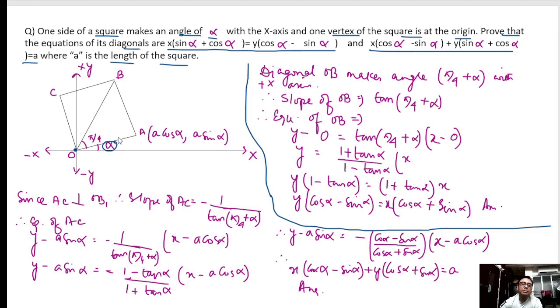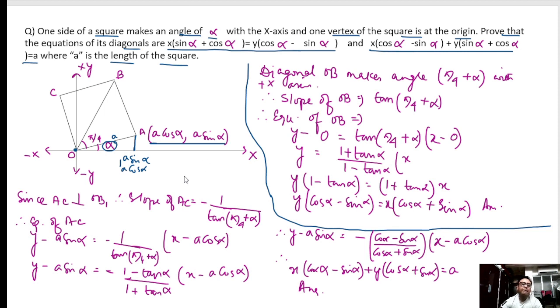First of all, please watch here, this length is A. So what is this perpendicular distance? It will be A sine alpha. Okay, this perpendicular distance. And what will be the base? It will be A cos alpha. So what is the coordinate of A? This is the coordinate of A. As you can see, this is the coordinate of A.